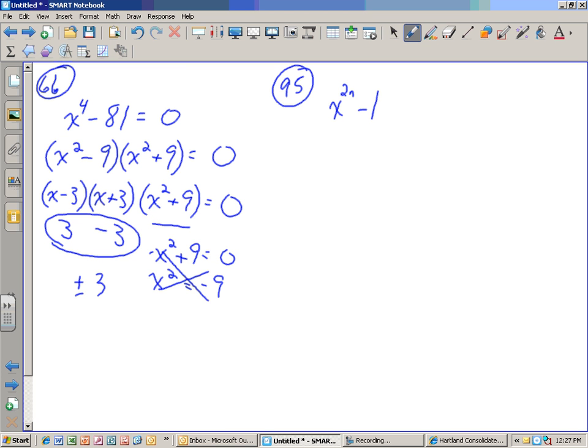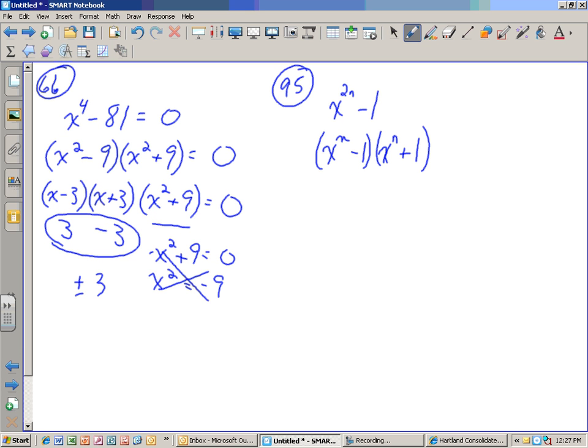Yeah. All right, so this is actually the difference of two perfect squares. We have x to the n times x to the n gives you x to the 2n. And then, of course, 1 times 1 is 1. So it's the difference of two squares. It factors as x to the n minus 1 times x to the n plus 1.